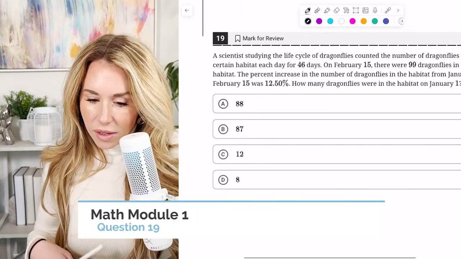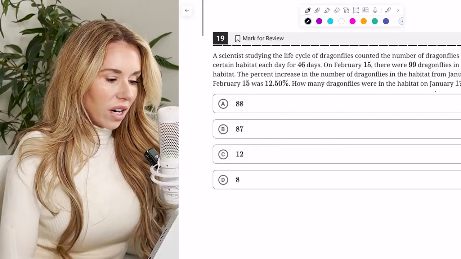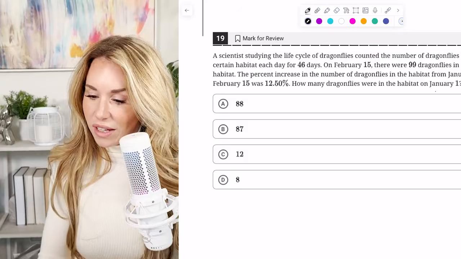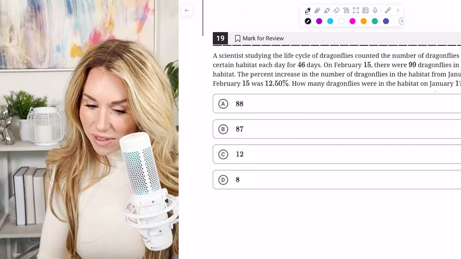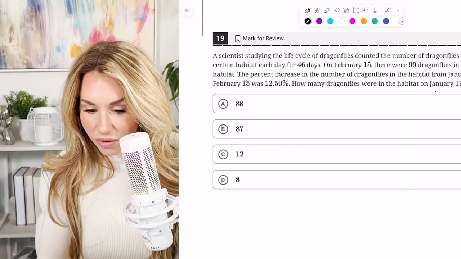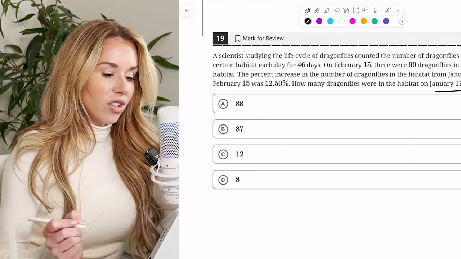All right. Scientists studying the life cycle of dragonflies counted the number of dragonflies in a certain habitat each day for 46 days. On February 15th, there were 99 dragonflies in the habitat. The percent increase in the number of dragonflies in the habitat from Jan 1 to February 15 was 12.5%. How many were there at the start on Jan 1?